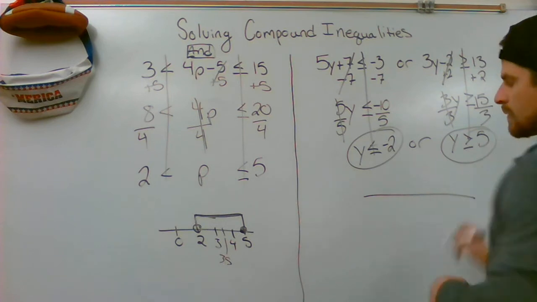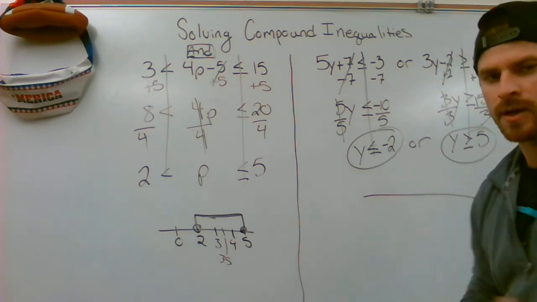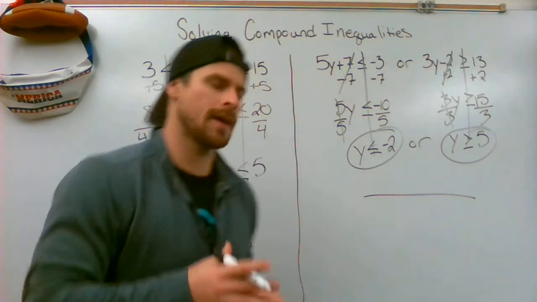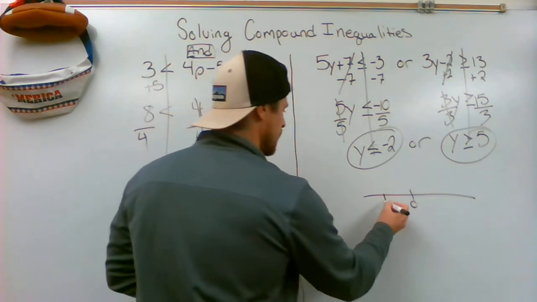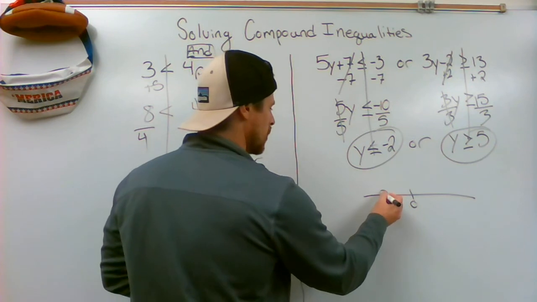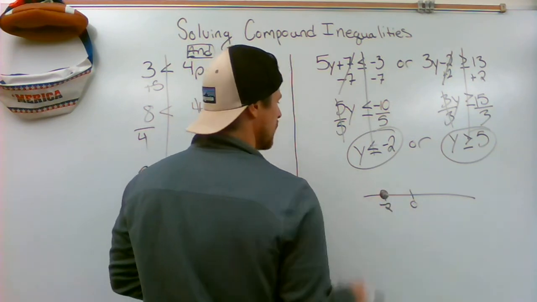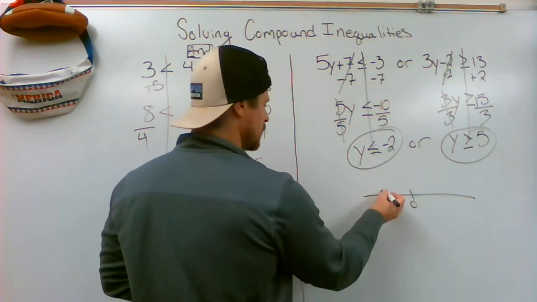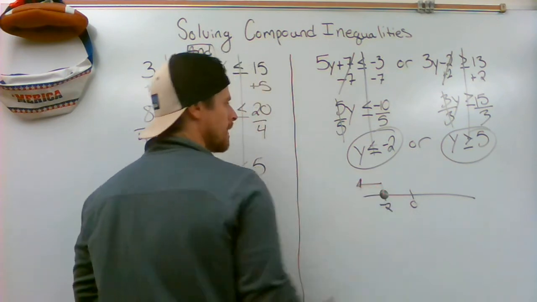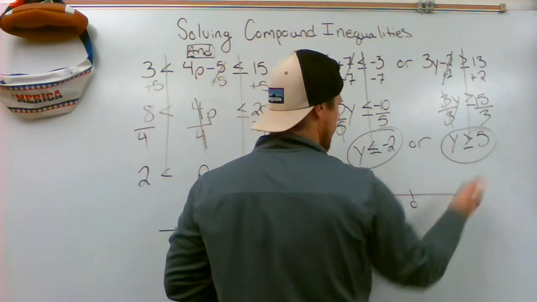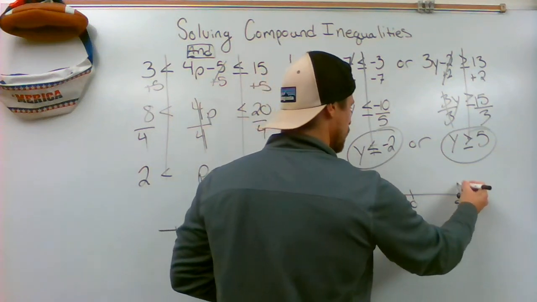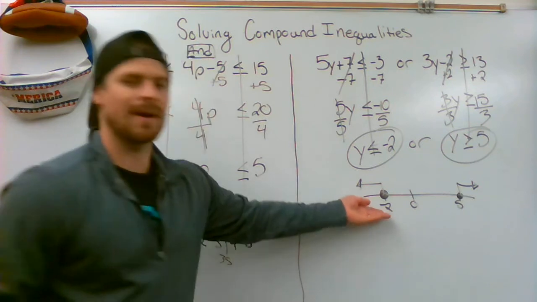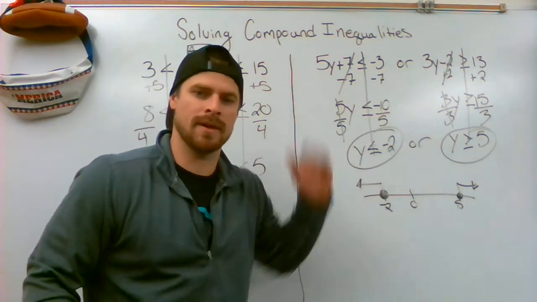How would I graph that? Remember, my arrows here on an or statement are going to go away from each other. Okay, so what I have is a 0. Always put a 0. Negative 2. I'm going to do a closed circle. Y is less than or equal to negative 2. Less than to the left. Y is greater than or equal to 5. 5 would be over here. Closed circle going to the right. And there are my possible solutions for this compound inequality.